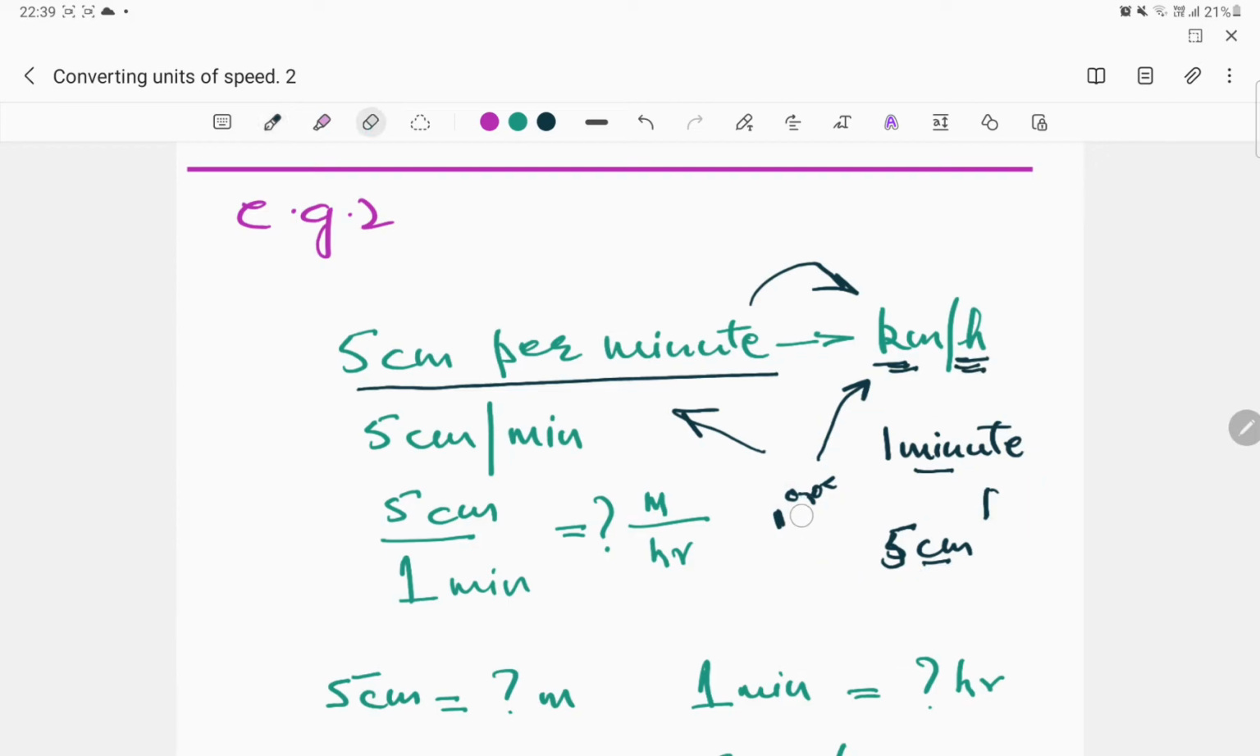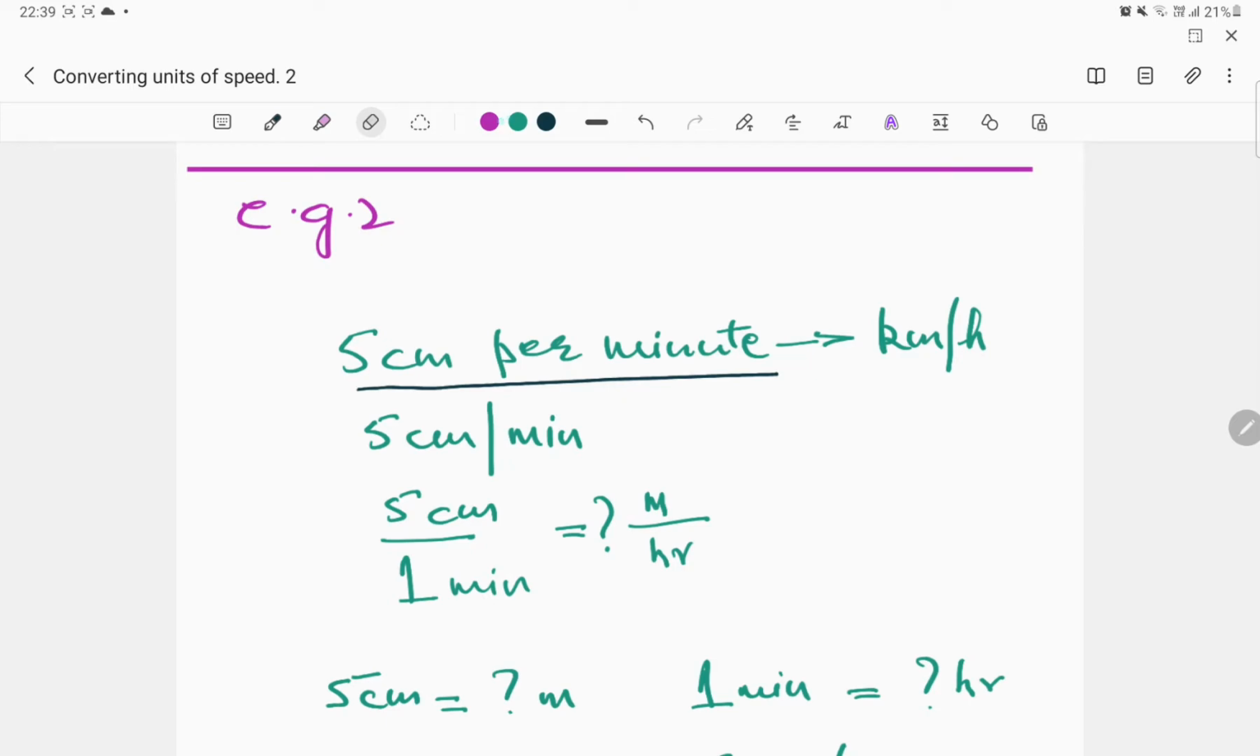And in order to do this particular conversion, again, we will follow the same old idea that we used in our previous example. All you have to do first of all is write down 5 centimeters per minute. And this is the way to write it down: 5 centimeters divided by 1 minute. We have to convert to kilometers per hour.